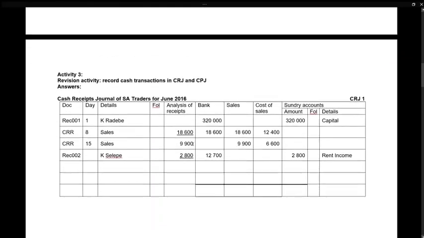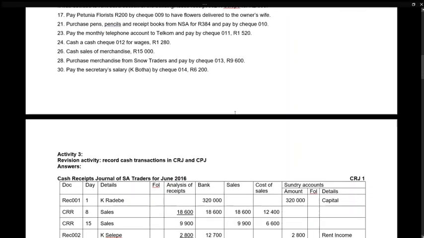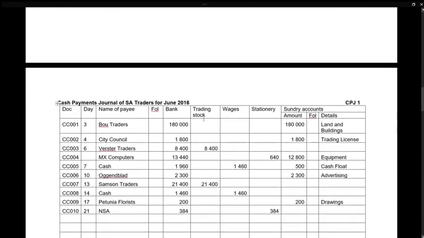Right, next transaction took place on the 23rd. Pay the monthly telephone account to Telkom and pay by check 011. Amount was 1,520 Rand. Let's go to the cash payment journal.